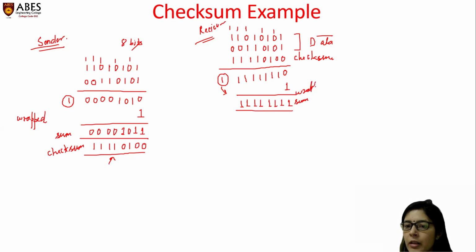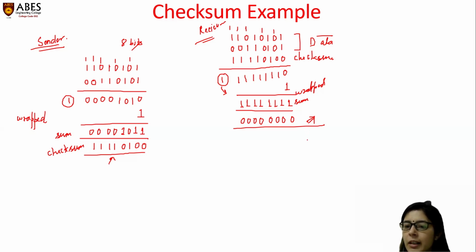Now we will do the ones complement of the sum. So when we do the ones complement, we will get all 8 bits as zeros: 1 2 3 4 5 6 7 8. So the moment you get all 8 bits as zeros, it means no error has occurred during the transmission and the receiver has received the original frame.